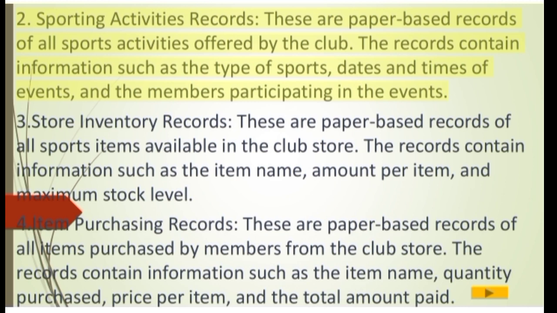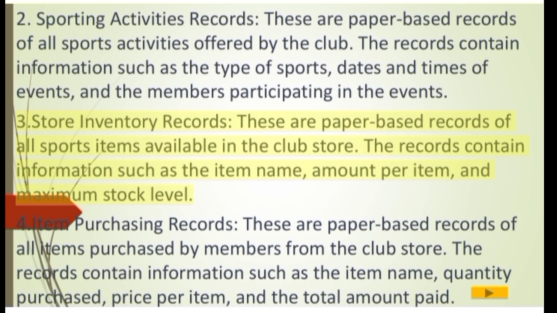2. Sporting activities records. These are paper-based records of all sports activities offered by the club. The records contain information such as the type of sports, dates and times of events, and the members participating in the events. 3. Store inventory records. These are paper-based records of all sports items available in the club store. The records contain information such as the item name, amount per item, and maximum stock level.